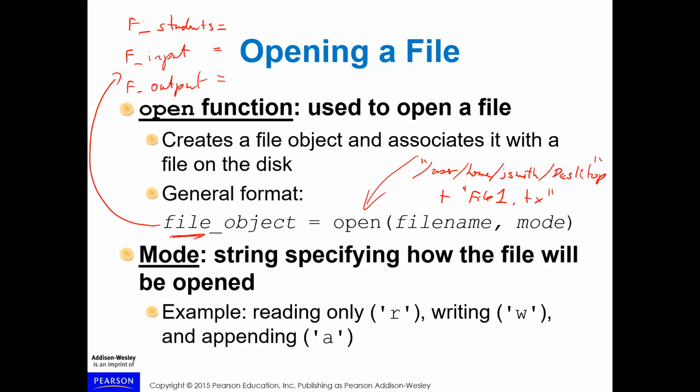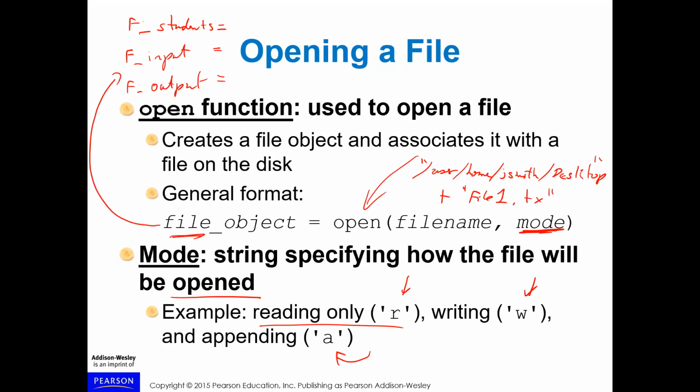All right, and then finally, the other one is mode, which is this one. The mode of operation just indicates what you're going to do with that file. So it's a string specifying how the file will be opened. For example, is it a read-only file? So it's data that you only need to read, so then you use an R. Are you writing? If you're writing, you use a W. Are you appending? Then you use an A.